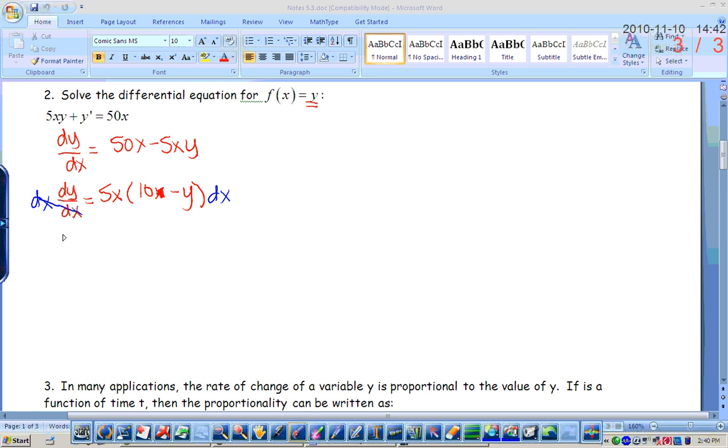So if I divide by 10 minus y, that's really like 1 over 10 minus y dy equals 5x dx. So now that everything with a y is on one side and everything with an x is on the other side, I can finally integrate. All right, how are we going to integrate 1 over 10 minus y?